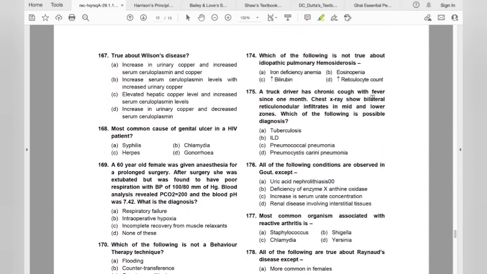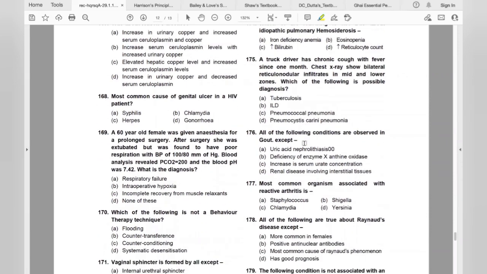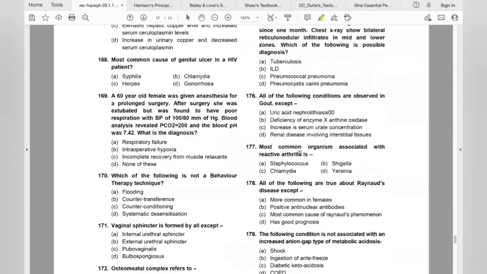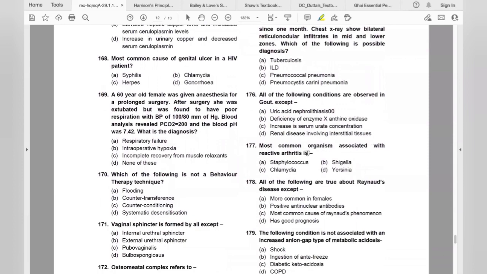A truck driver has chronic cough with fever since 1 month. Chest X-ray shows bilateral reticulonodular infiltrates in mid and lower zones. Which of the following is possible diagnosis? So answer here is pneumocystis carinii pneumonia. All of the following conditions are observed in gout except deficiency of enzyme xanthine oxidase. Most common organism associated with reactive arthritis is chlamydia.